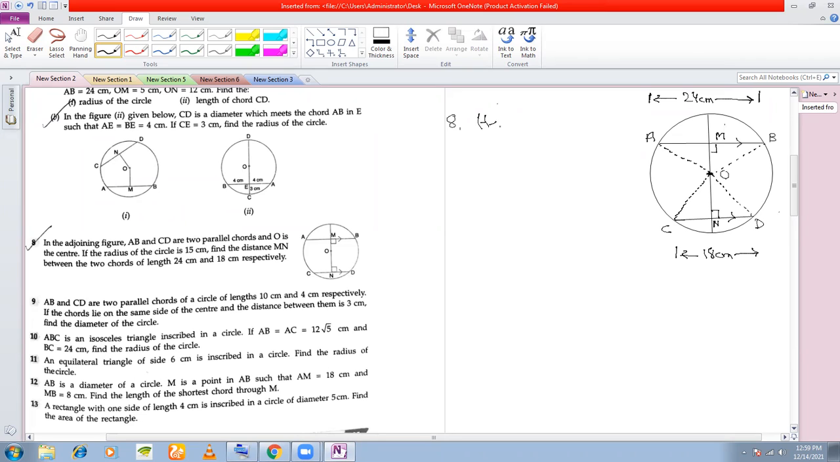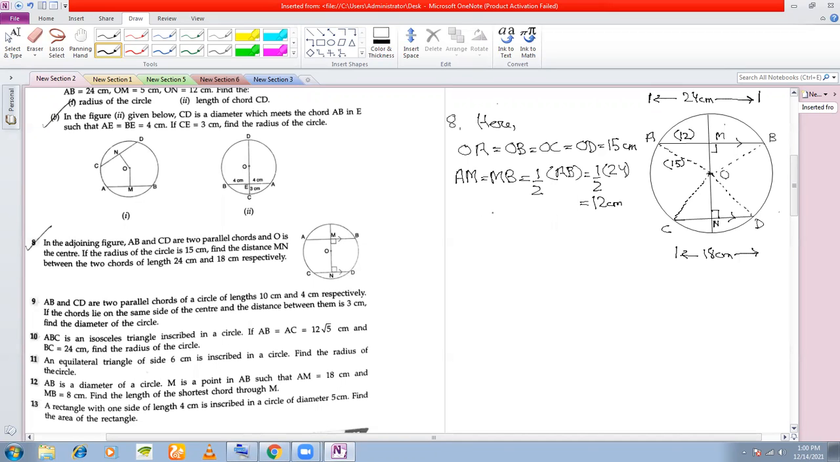So here, OA, OB, OC, and OD all are equal to 15 centimeter because the radius of the circle is given to be 15. Also, you see that OM is perpendicular to AB. What should be the length of AM? AM and MB must be equal because OM is perpendicular to AB, which is half of AB, which is half of 24, which is equal to 12 centimeter, right? So this length, let me just write here 12 so that I remember. This length is 15.